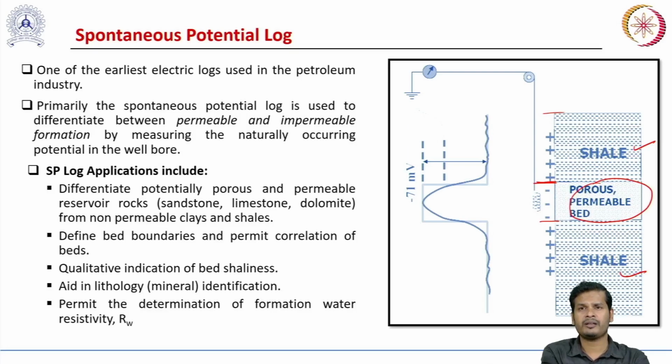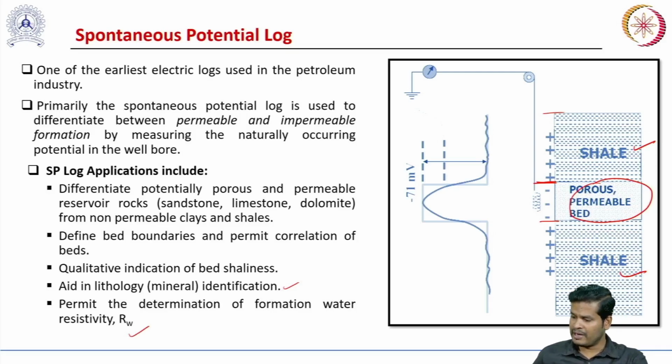So we need to calculate the shale percentage in our rock to calculate the correct amount of reserve inside our reservoir rocks. It can also aid in mineral identification, and in the identification of the deposition environment as well. And we can also use it to calculate the formation water resistivity. So to summarize, the SP log is used to identify the bed boundaries and calculate the bed thickness. In the SP log, what we measure is the naturally occurring potential inside the wellbore.